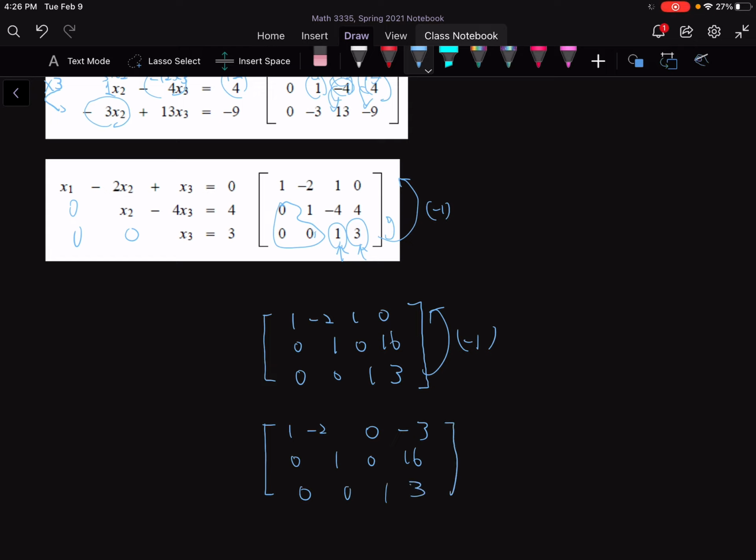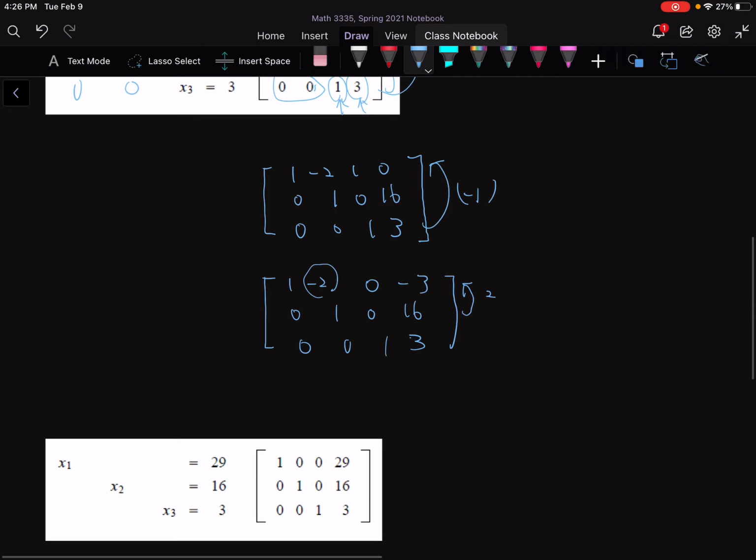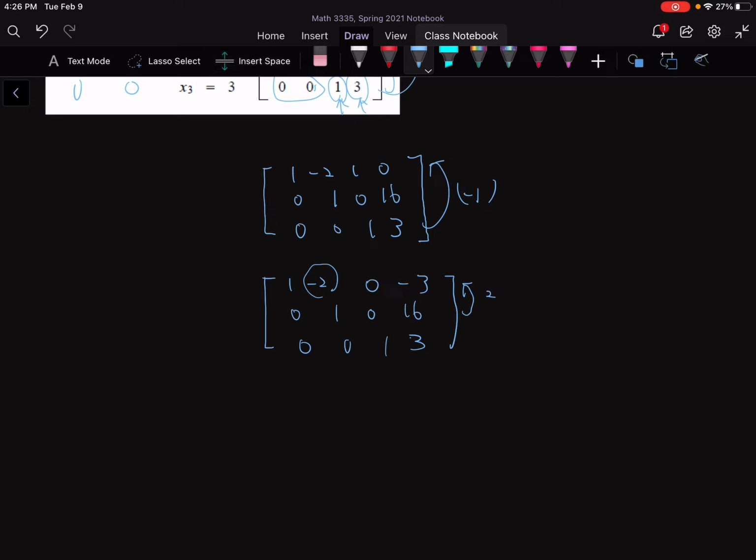Now one more to deal with. We want the diagonal ones only, and all the rest of the values 0. So we want this negative 2 to go away. So we can say equation 2 times 2 added to equation 1. So what we get: equation 2 times 2 is 0, 1, 0, 16, 0, 0, 1, 3. Since the 0s have no effect, the only effect is 2 times 16, 32, minus 3, you get 29.